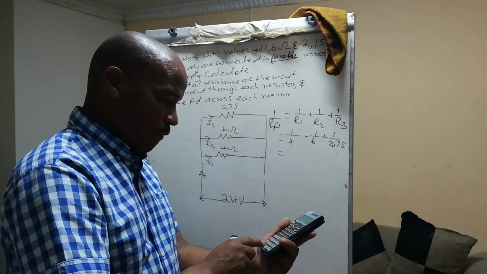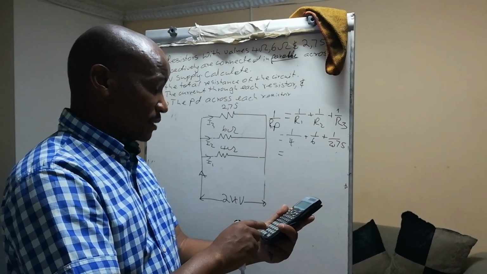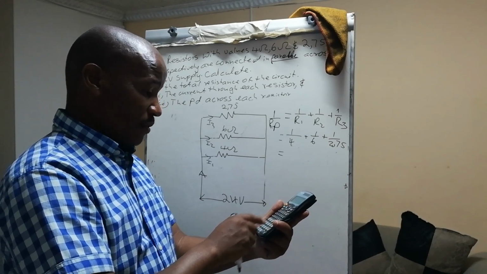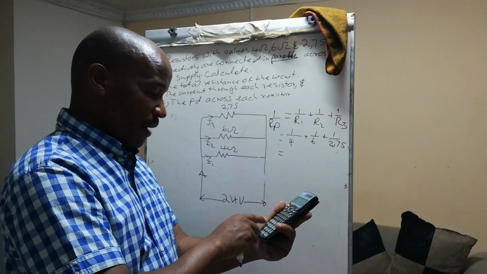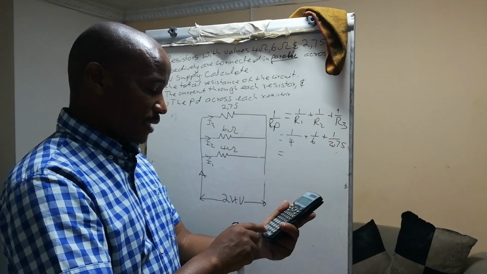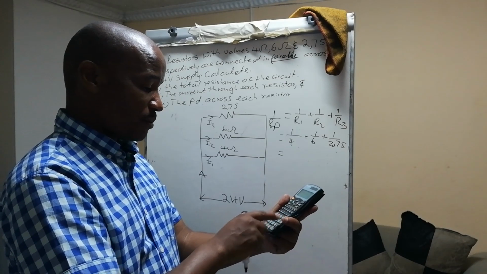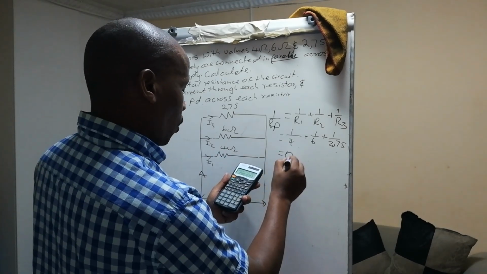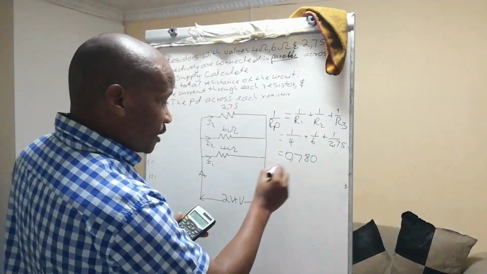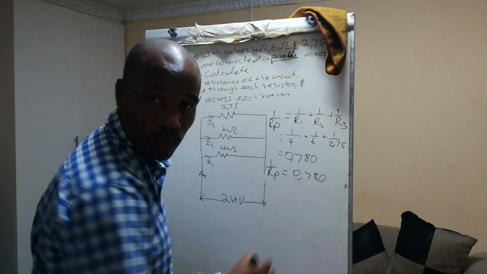On the calculator, say 1 divided by 4, plus open brackets 1 divided by 6 close brackets, answer, plus open brackets 1 divided by 2,75 closing brackets. The answer is 0,780. So 1 over R parallel is equal to 0,780.